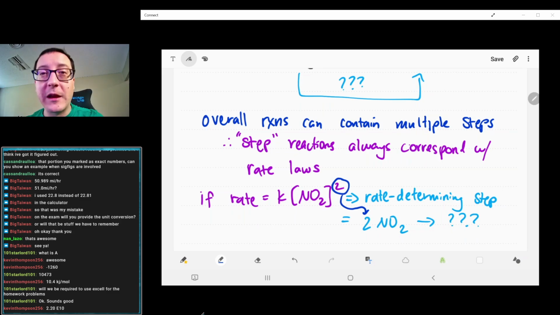So in an overall reaction, the coefficient does not correspond with the rate law. It can, but it does not have to. However, in step reactions, the coefficient will always be the same as the exponent. So if we saw experimentally that a particular reaction was second order with respect to NO2, some step in that reaction has to include 2 NO2 molecules. And that particular step is always the slow step. We'll get into slow and fast. Actually, we should probably talk about that now. I'm getting excited here, getting ahead of myself.